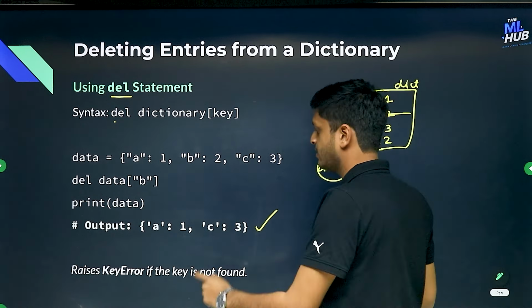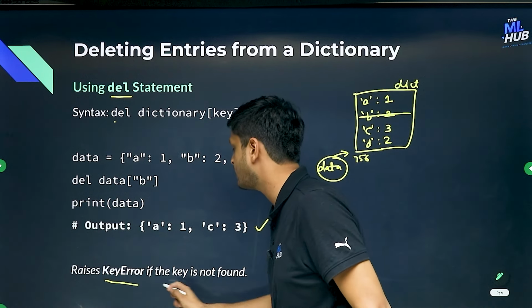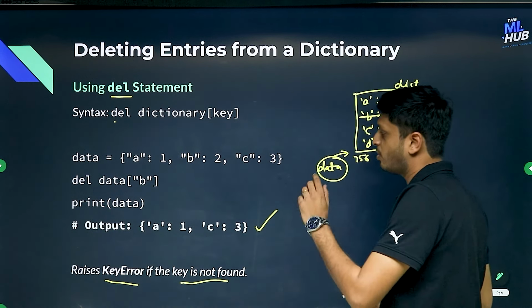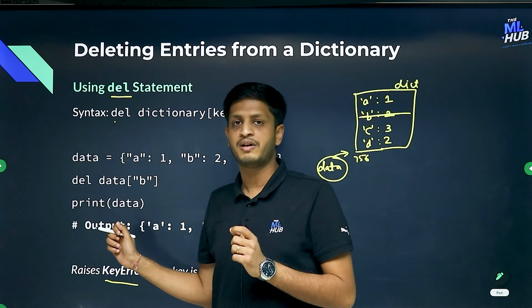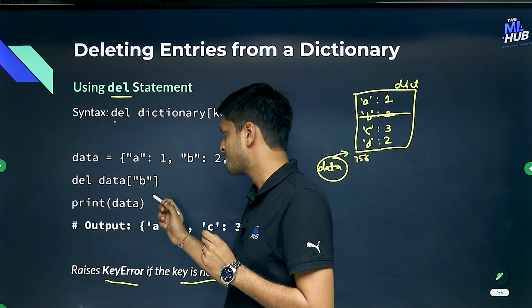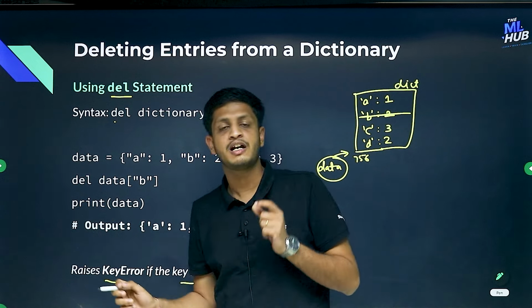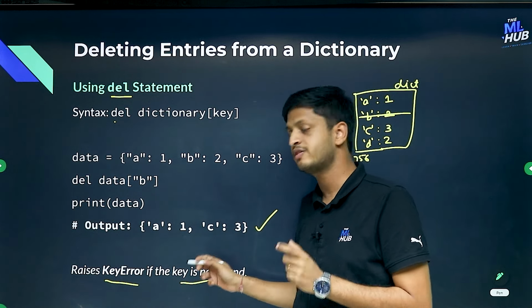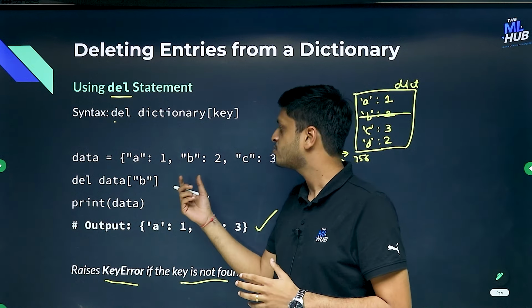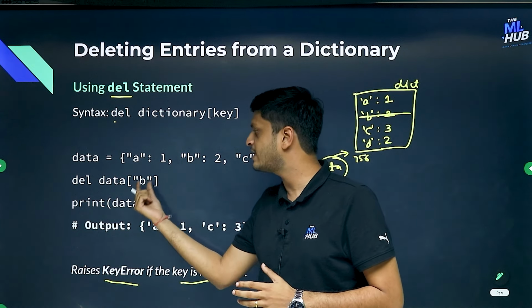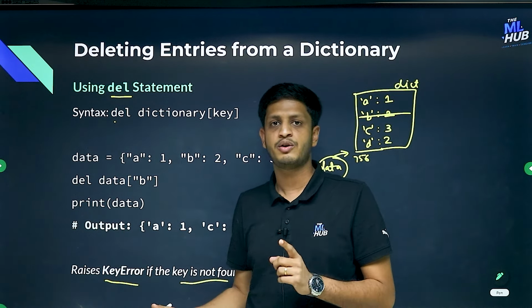del, data and B. It will also raise a key error if the key is not found. So always be mindful: if that particular key is not present in the dictionary, it will give you a key error, and the program will stop with an error. Only if the key is present in the dictionary can you use del.